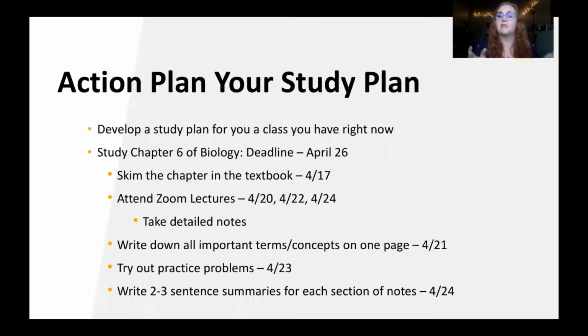So let's develop an action plan for our study plan. Maybe I wanted to study chapter 6 of biology by this Sunday. So this is kind of a back in time one. But the plan that I made for myself is that I'm going to skim the chapter in the textbook by the 17th. Then I'm going to attend Zoom lectures on the 20th, 22nd, and 24th, and take detailed notes. Then I'm going to write down all important terms and concepts on one page on the 21st, and try out some practice problems on the 23rd, and then write 2 to 3 sentence summaries for each section of notes by the 24th.